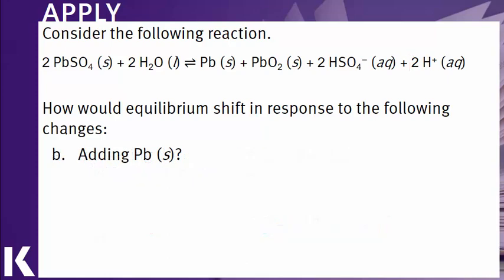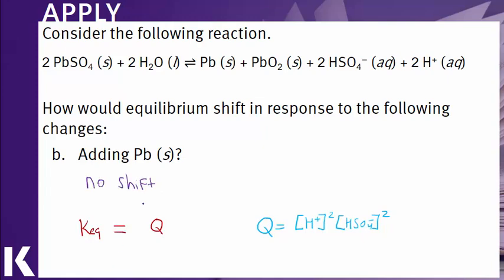Using the same equation, we are now asked how adding solid lead will shift the reaction. We ask ourselves the same question. In relation to KEQ, will Q be larger, smaller, or the same? Again, taking a look at the equation of the reaction quotient we set up in the last slide, we don't see Pb in the equation. So adding solid lead will not affect the value of Q in any way. Therefore, Q will continue to be equal to KEQ, and we would not expect to see any shift in the equilibrium. So there we have it. Predicting how a change in concentration will shift equilibrium is an integral part in understanding Le Chatelier's principle.